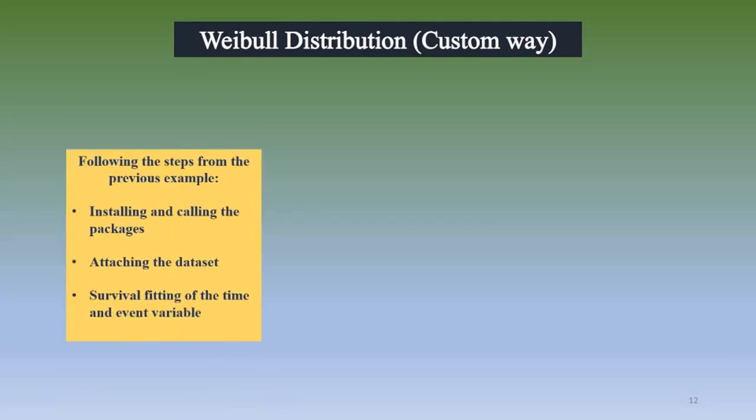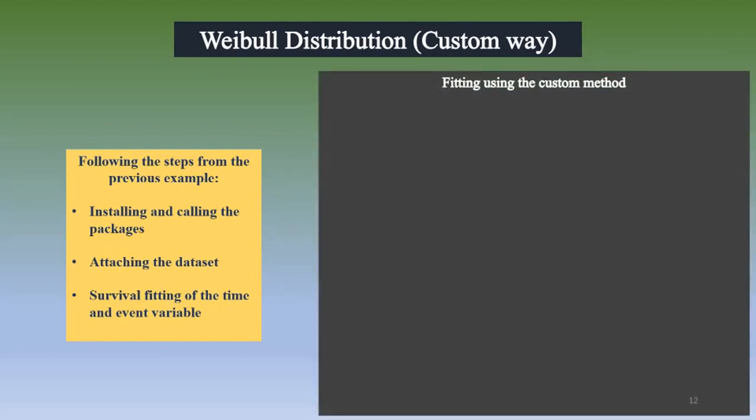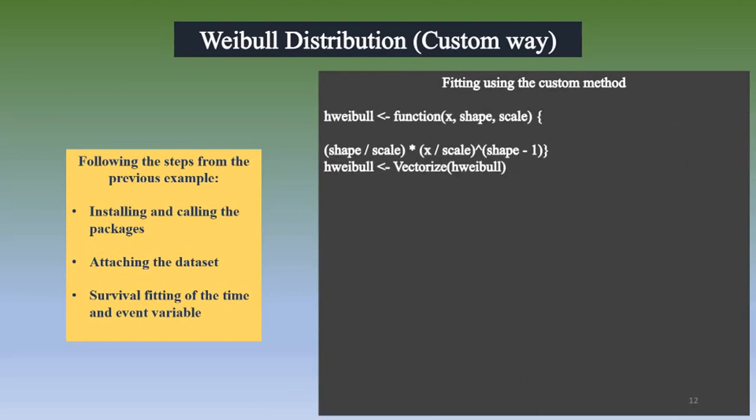Now, if the same distribution is fitted in a custom way, firstly we install and call the packages, attach the dataset and fit the time and event variable to the survival data, like the previous method. Then we fit the distribution using the custom method.